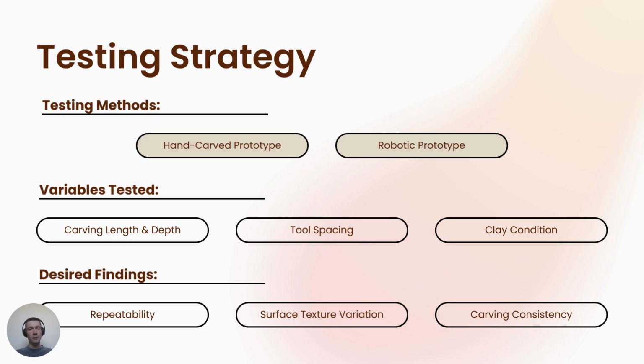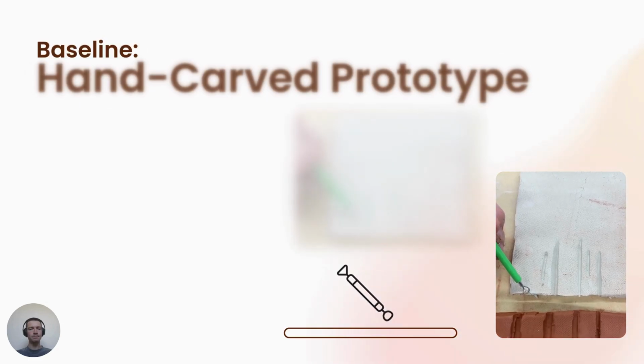To evaluate this workflow, I developed a testing strategy focused on key variables. These included carving length and depth, tool spacing, and the clay's condition. The goal was to understand how these variables influence repeatability, surface texture variation, and carving consistency. Testing was conducted through both hand-carved and robotic carved prototypes to allow for direct comparison between manual and digital processes.